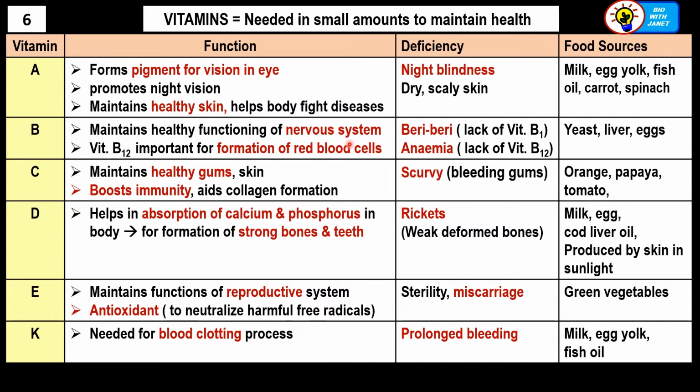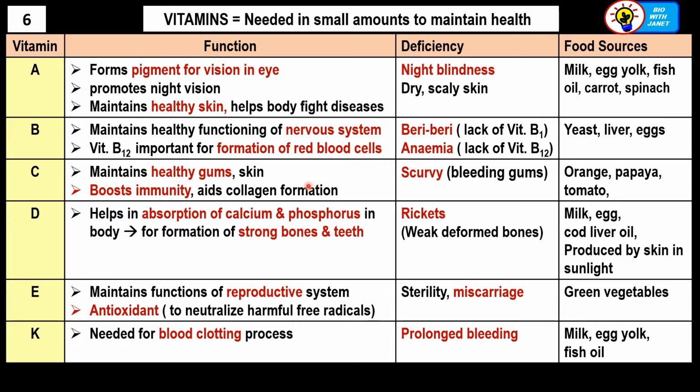Now, vitamin B maintains the healthy functioning of the nervous system, and B12 is important for formation of red blood cells. So vitamin B is a group of vitamins, ranging from vitamin B1 to B12. Deficiency in vitamin B1 causes beriberi, and deficiency in vitamin B12 causes anemia, where there is a lack of red blood cells or lack of hemoglobin in the blood. So food sources are yeast, liver, and eggs.